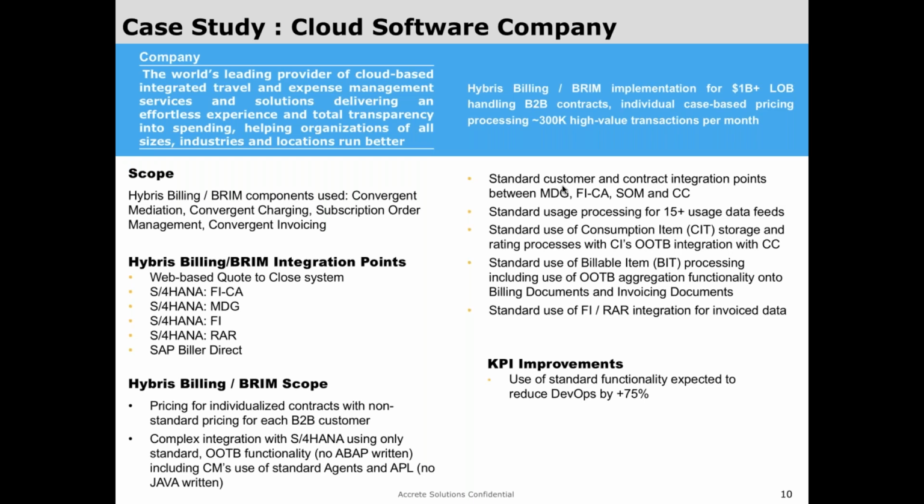Again, they process about 350,000 high-value transactions per month to represent people submitting booking travel or submitting expense reports on their application. We are using convergent mediation, convergent charging, subscription order management, and convergent invoicing, and it's all integrated with S/4HANA, FICA, MDG, FI, RAR, as well as SAP Biller Direct. So again, this is a really big SAP implementation.